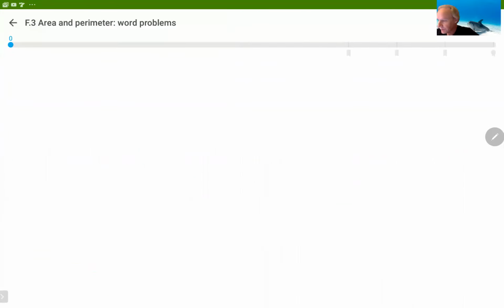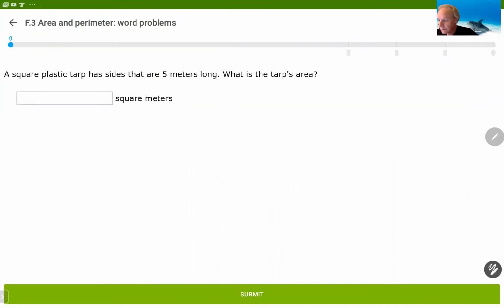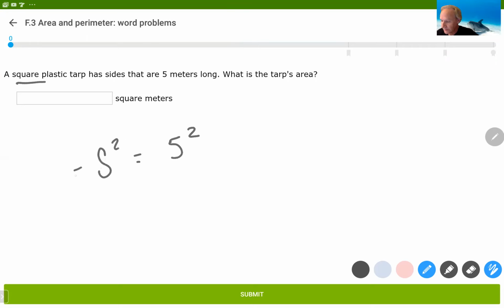And our first problem is a plastic tarp has sides that measure 5 meters long. What is the tarp's area? Well, we obviously have to make an assumption. I'd say 99% of tarps are rectangles. So it says, and in this case, it's a square since they didn't specify. Oh, there it is, square. Got to read my directions. There we go, square.